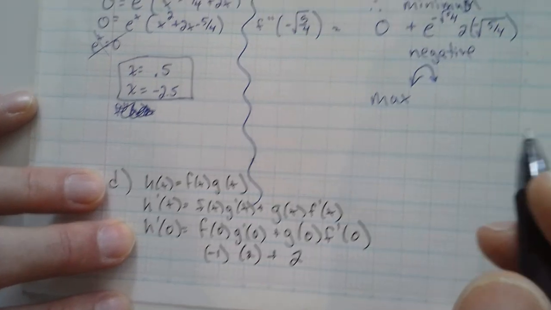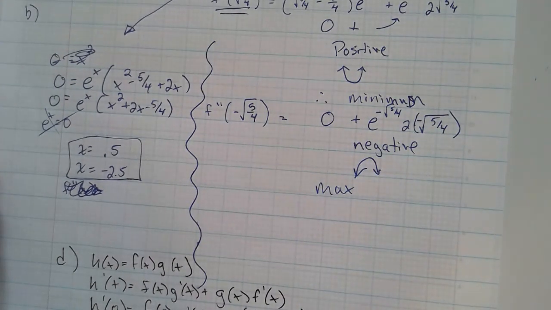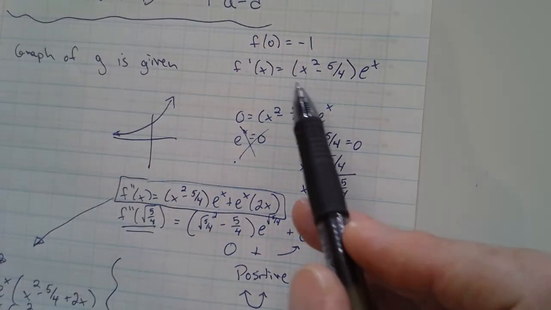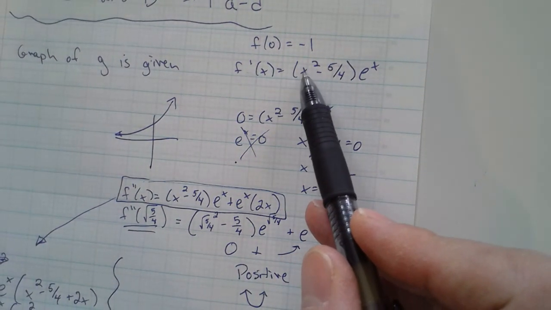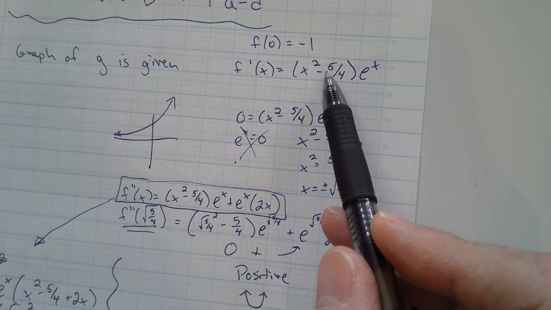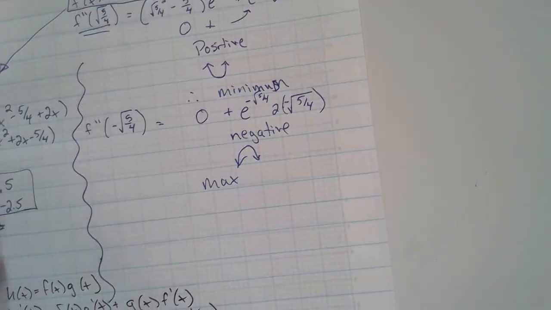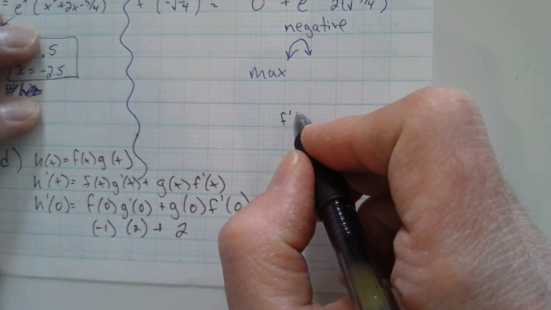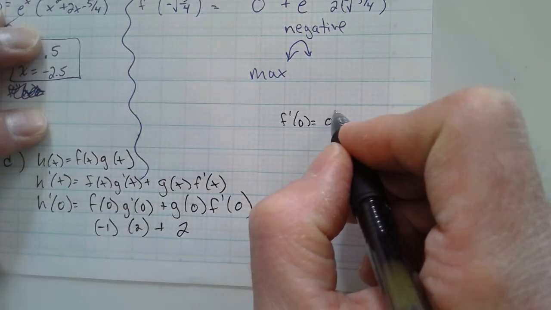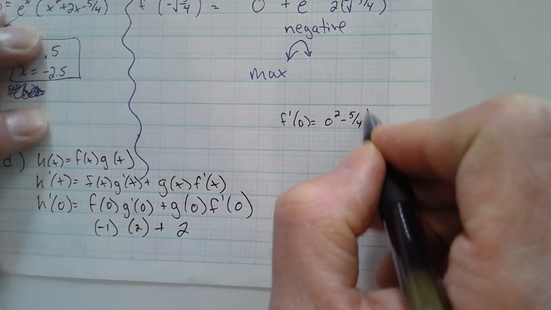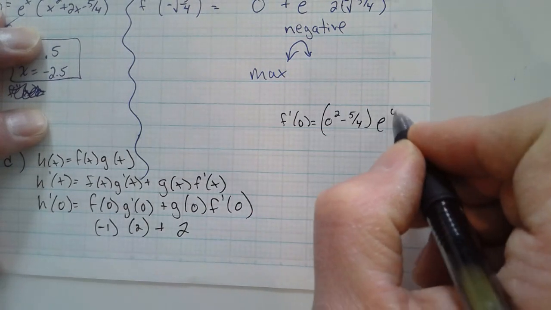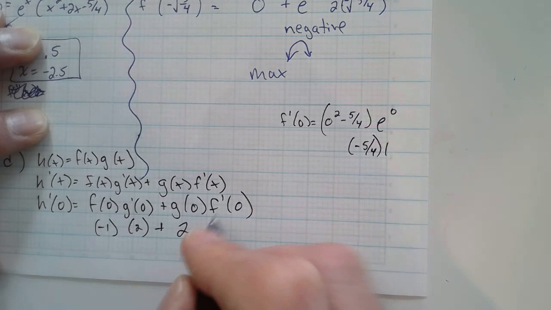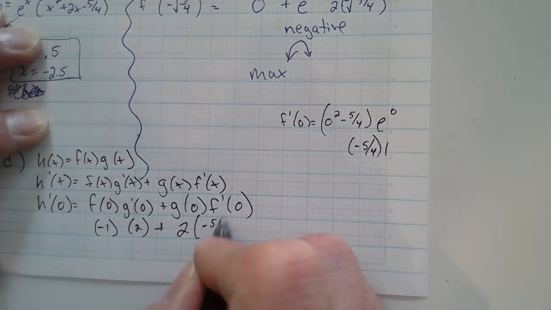And f prime of 0. So if we look back at f prime, if I plug in 0, I get 0 squared. I'll do it down here. F prime of 0 equals 0 squared minus 5/4 times e to the 0. E to the 0 is 1, so we get negative 5/4.